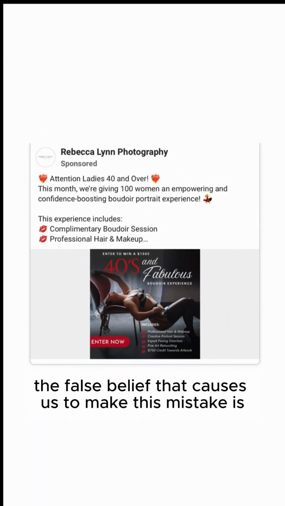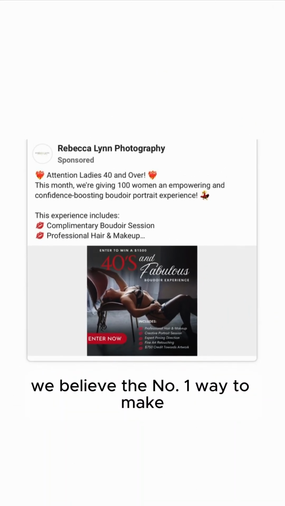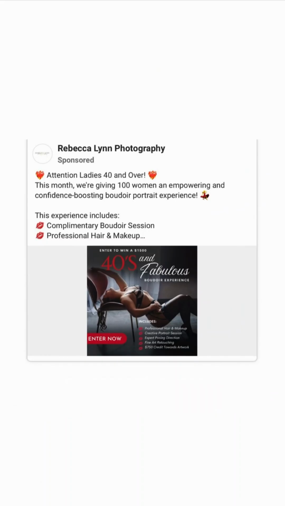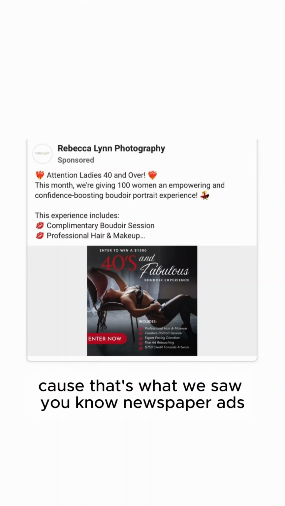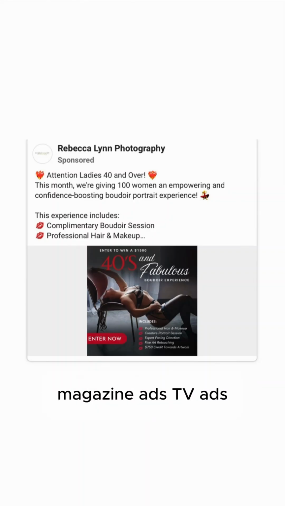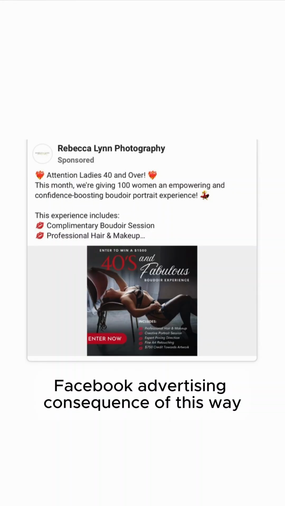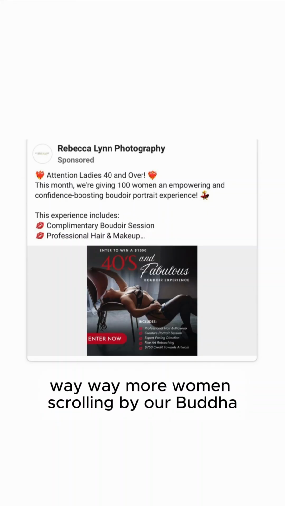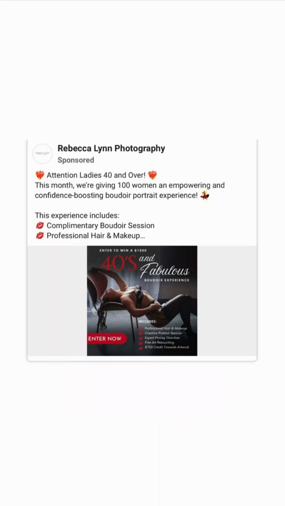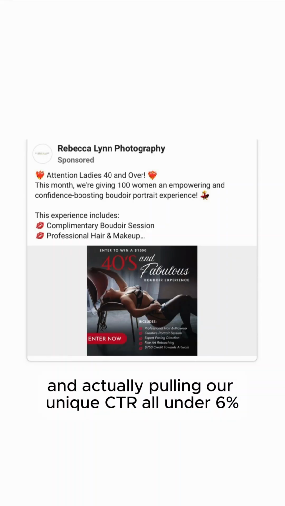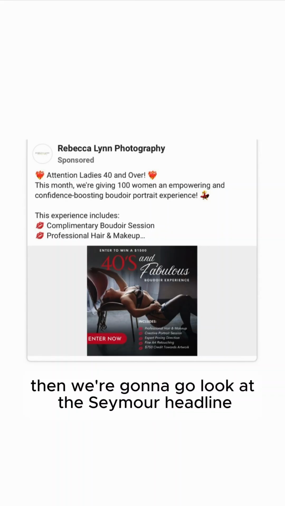The false belief that caused us to make this mistake is we believe the number one way to bring in buyers and the best way to run ads is to have our ad look like an ad, because that's what we saw: newspaper ads, magazine ads, TV ads, social media ads, other boudoir ads. But that is in fact 100% incorrect for social media Facebook advertising. Consequence of this, way more women scrolling by our boudoir Facebook ad than necessary, and actually pulling our unique CTRL under 6%.